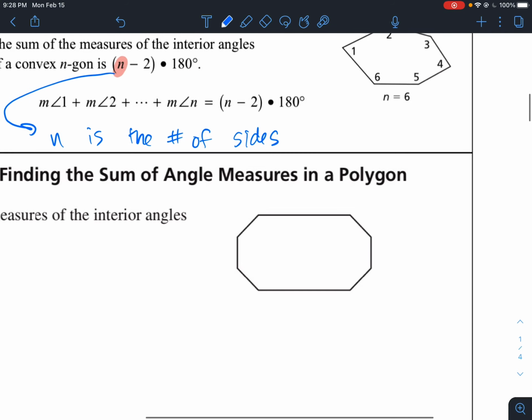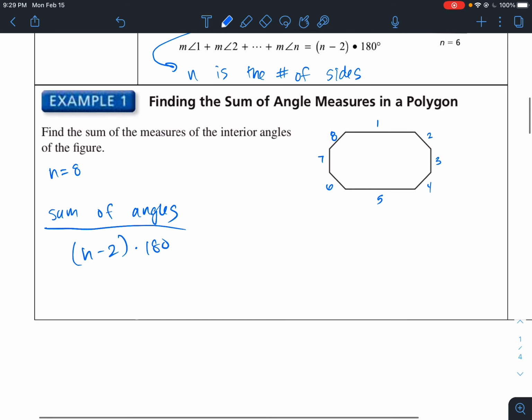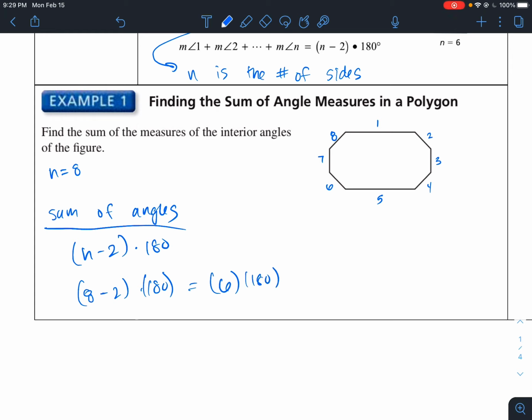So first of all, let's count how many sides we have. Starting here, we have 1, 2, 3, 4, 5, 6, 7, 8. So this is an octagon, kind of. It's kind of long, but anyways, it doesn't have equal sides. But this is 8 sides. So n is equal to 8. Alright, so now we just have to use our equation for the sum of angles, which is n minus 2 times 180. So here we know that n is equal to 8, so n minus 2 times 180 is equal to 6 times 180, and that is equal to 1080. So that is the sum of the measures of the interior angles of this figure right here.